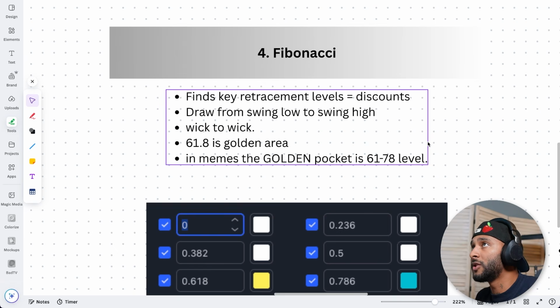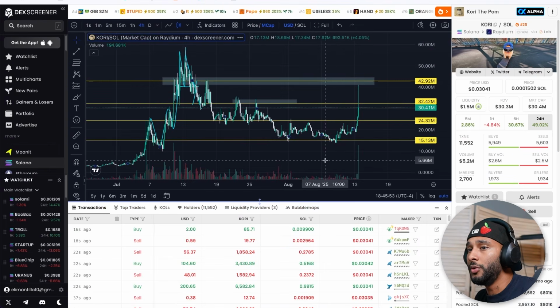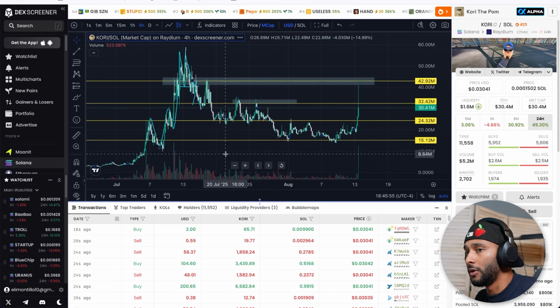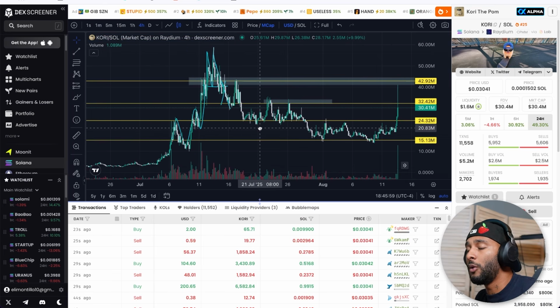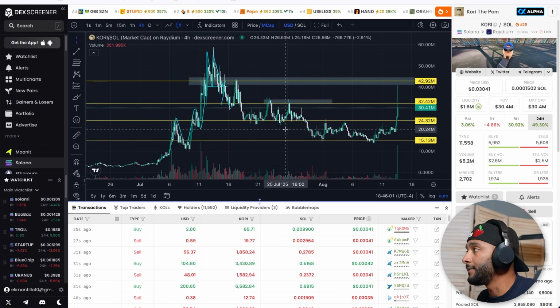The best traders mitigate risk the best. So Fibonacci is how you find those discounts. All you do is draw from swing high to swing low, or swing low to swing high. Now, what I found, and I've taught this many times, the golden Fibonacci ratio is the 61 level.